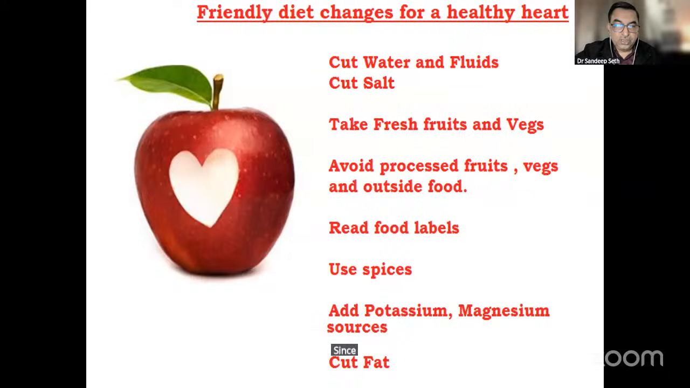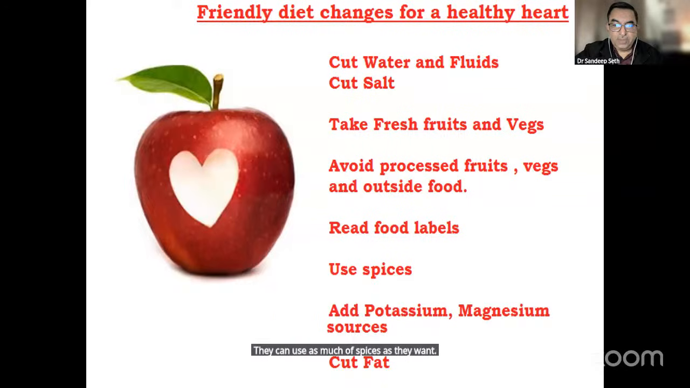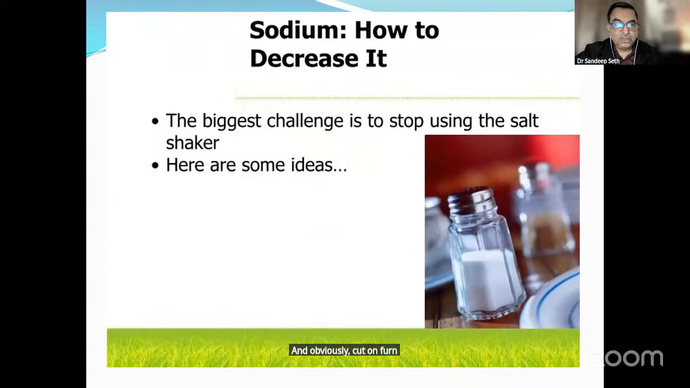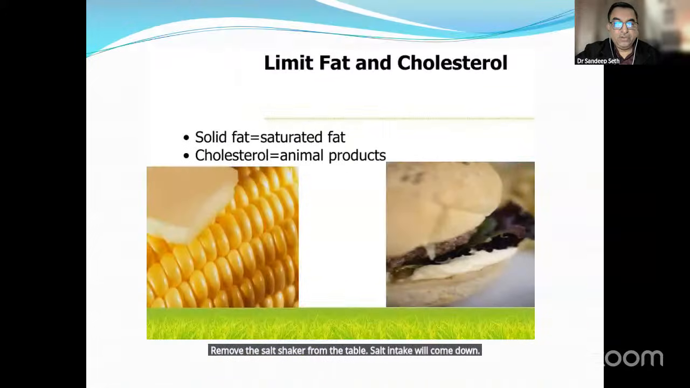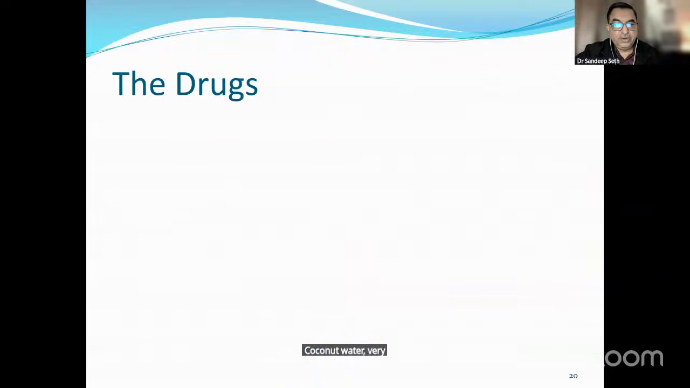Since we're asking the patients to reduce their intake of salt and water, patients might find the food insipid. They can use as much of spices as they want. We also want to add potassium and magnesium sources. For instance, you can advise them to take some coconut water, lemon, citrus fruits, apples, tomatoes, and obviously cut down fat. All these things are very useful. Remove the salt shaker from the table. Salt intake will come down. Cut down on processed food outside. So don't take double cheeseburgers and don't take bhaturas and puris all the time. These are some rich potassium sources. Citrus fruits or colored fruits, coconut water, very rich in potassium and other minerals.